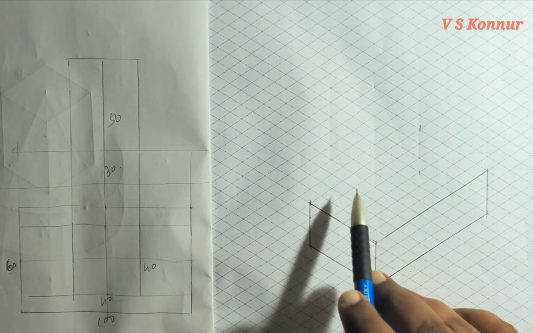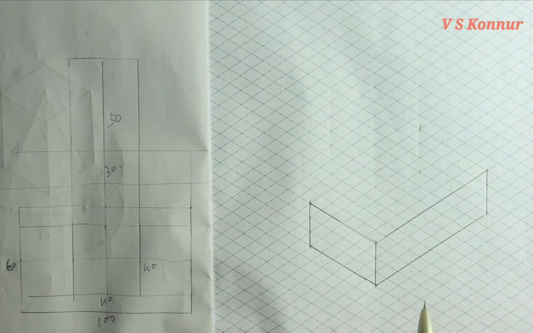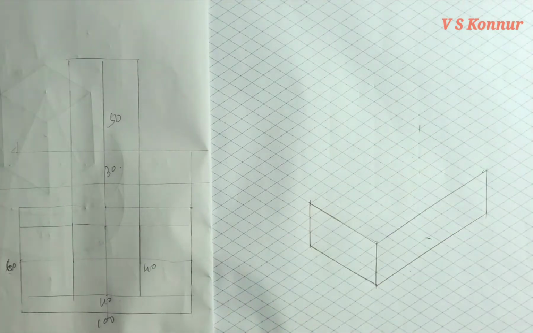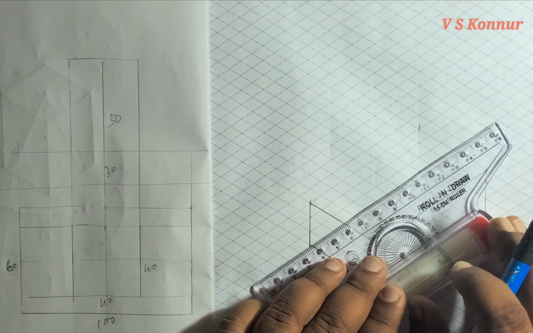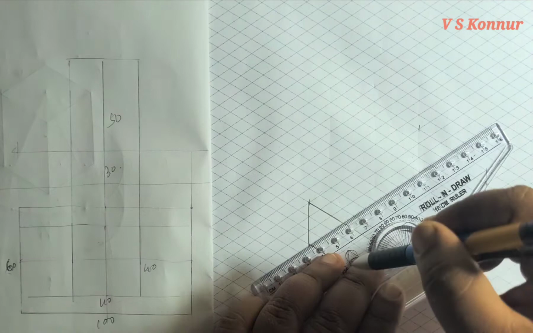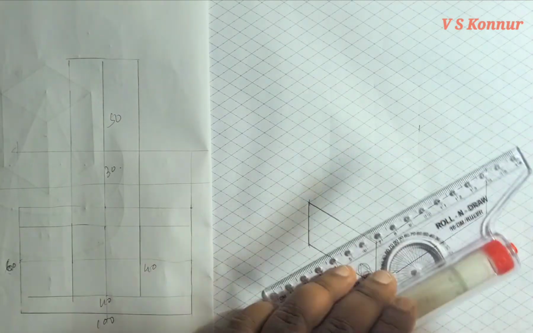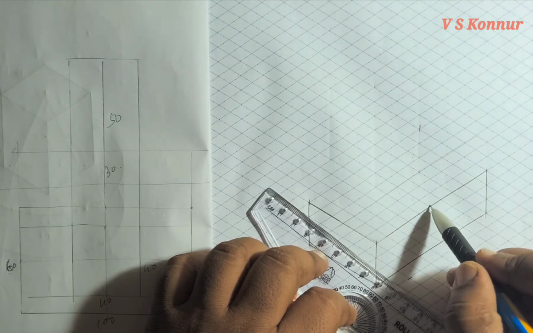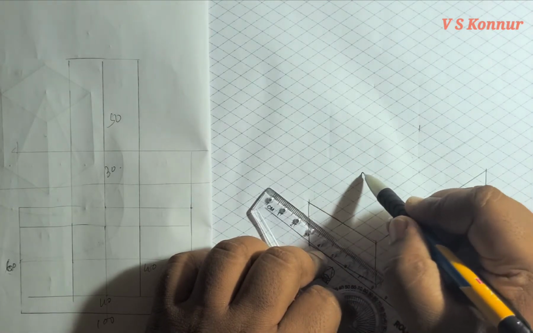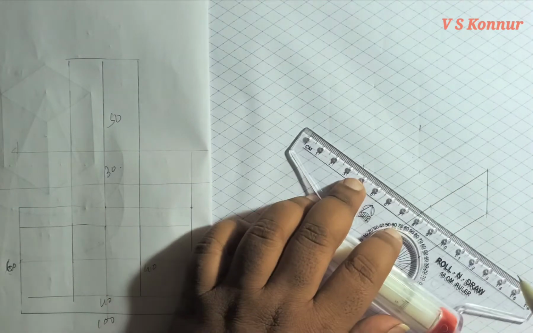Next, before drawing these other two lines, we'll draw a square block of 40 mm. So we'll take the center, 1, 2, 3. We'll draw the thin line. Then from here also 100 is there, 1, 2, 3, 4, 5 and 1, 2, 3, 4, 5. So we got the centers.